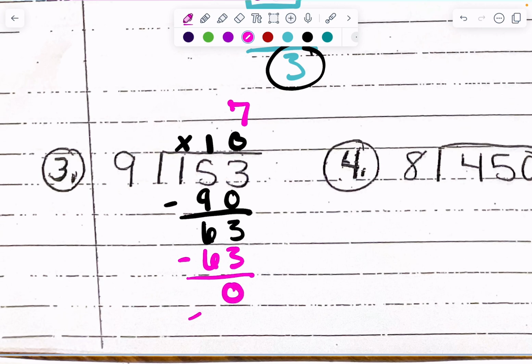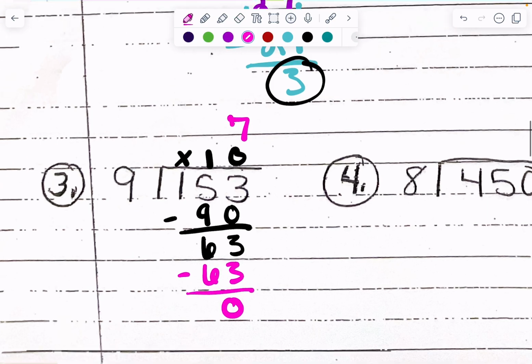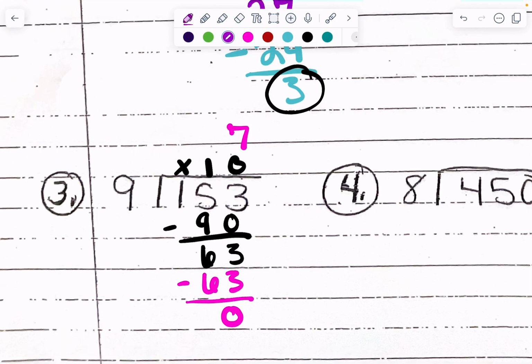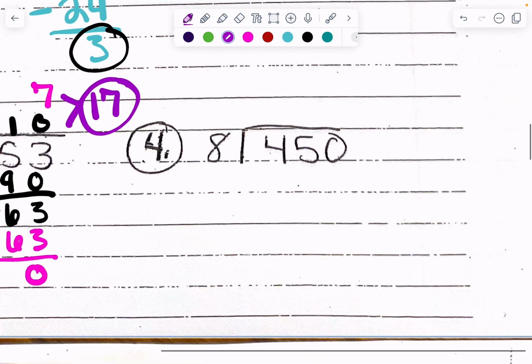Okay, so this one we have no remainder, and that's okay. Sometimes you won't have a remainder, sometimes you will. Now let's go back up to the top. We're going to add it up, up, up. So 10 plus 7 is 17, and that one is just our answer, and we circle. Okay, let's go to number 4.